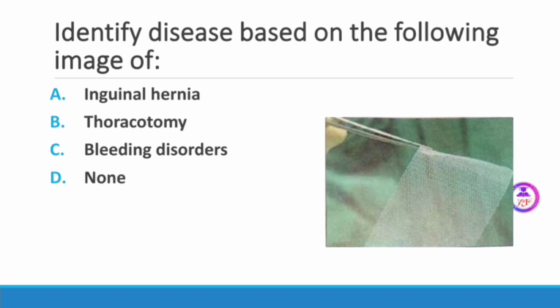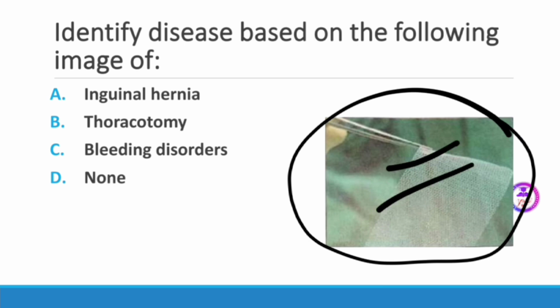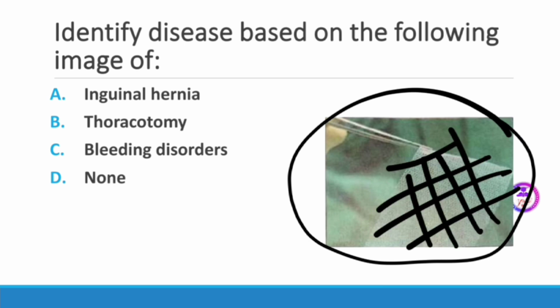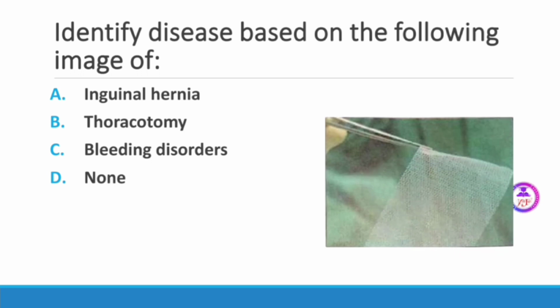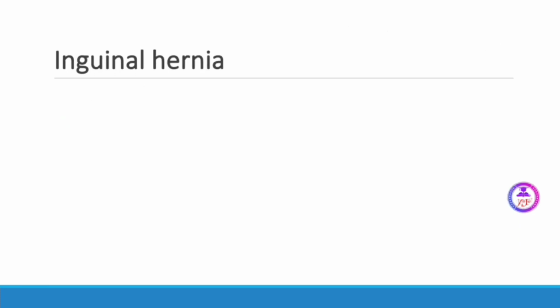Identify disease based on the following image. This is the picture in which there is a mesh-like structure, a net-like structure. Isse kehte hain mesh, aur iske base pe hamein disease identify karni hai. Toh ye kaun si bimari mein ilaaj ki tarah use hota hai? Use in the treatment of inguinal hernia, thoracotomy, bleeding disorder, none of the above. Answer is it is used in the inguinal hernia, and the procedure is called as Lichtenstein mesh repair.